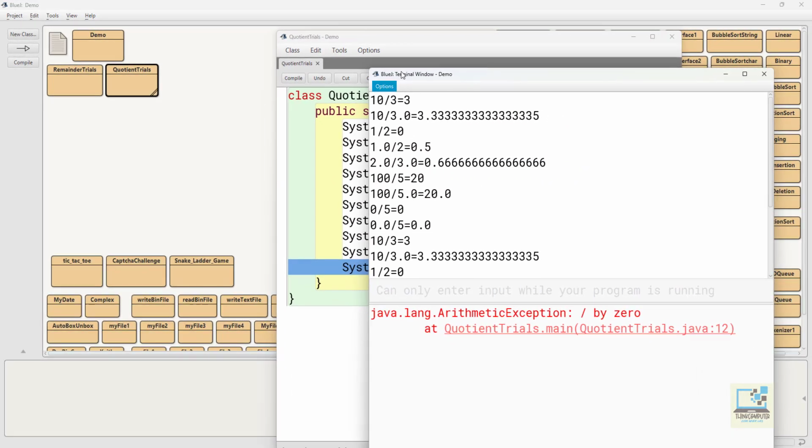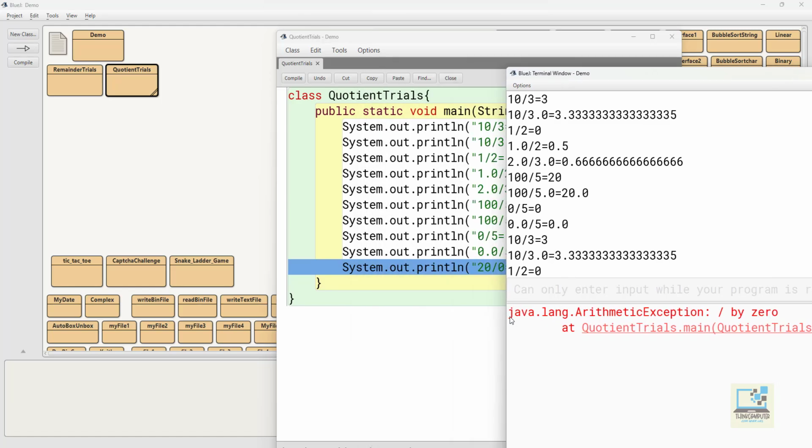You can see the output screen. There is the error coming, division by 0. It's a runtime error, an arithmetic exception. So now we are clear with the quotient part. Okay, let's proceed to the remainder one.